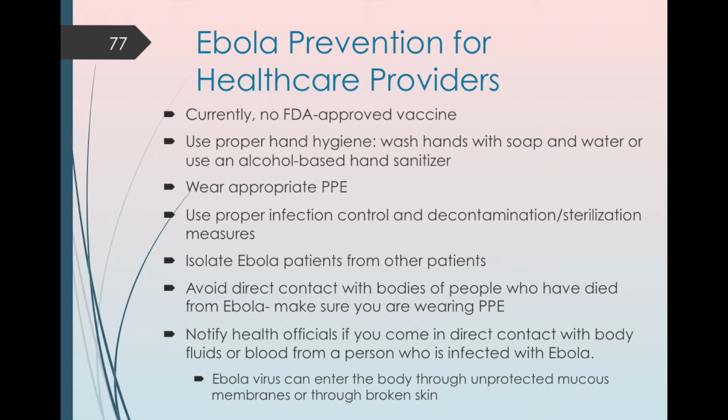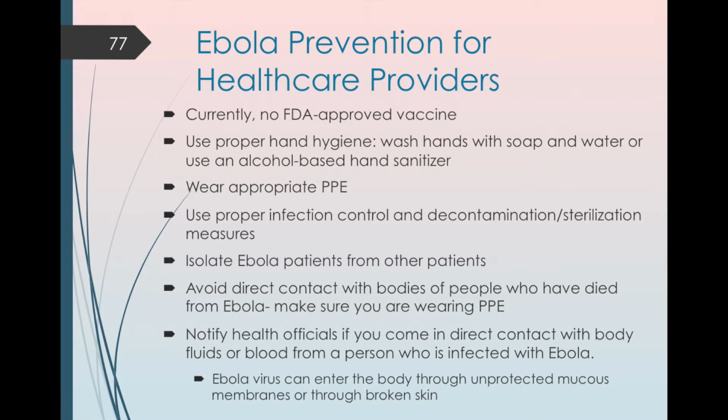Ebola prevention for healthcare providers. Currently, there is no FDA-approved vaccine for Ebola. The CDC recommends that you use proper hand hygiene, such as washing your hands with soap and water or using an alcohol-based hand sanitizer. Wear appropriate PPE when dealing with patients with suspected or confirmed Ebola. Use proper infection control and decontamination or sterilization measures.